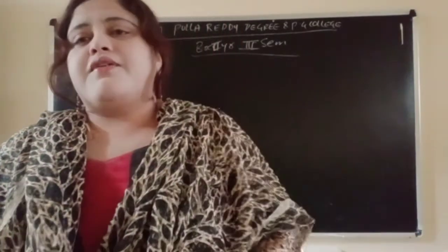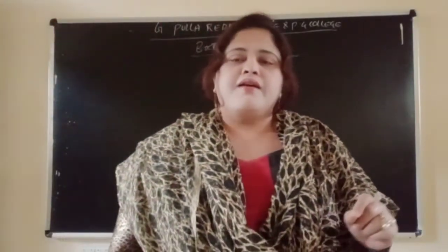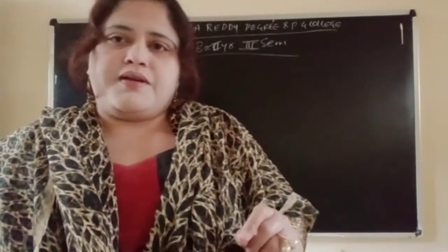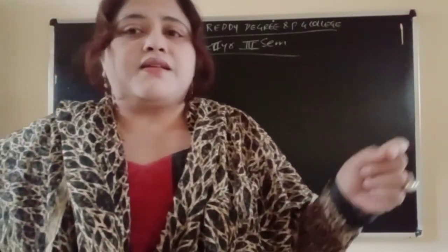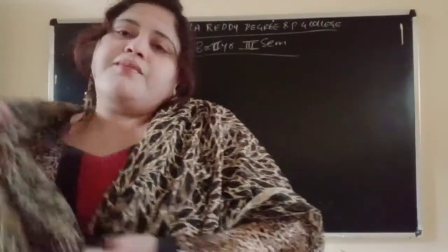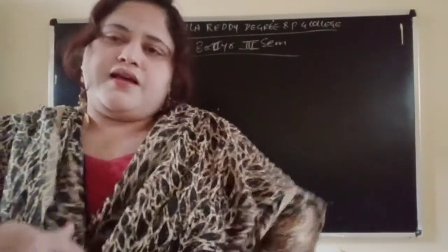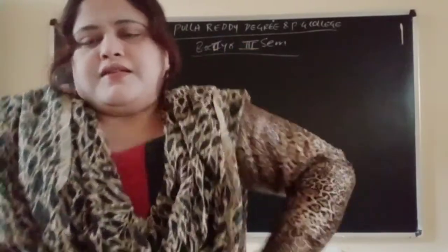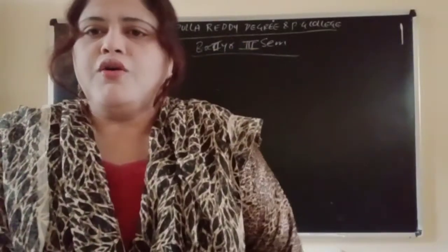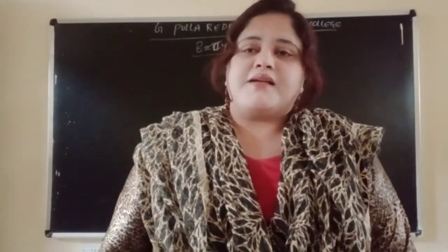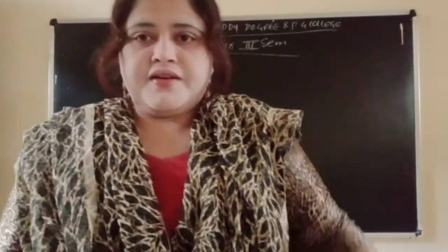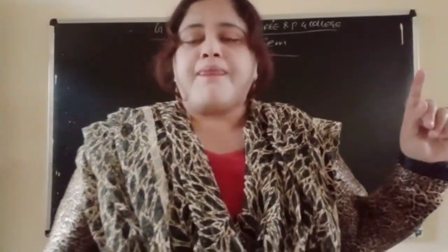Then we went for the RC coupled amplifier. Why are we calling it an RC coupled amplifier? Here in the circuit, the resistor is the load and the capacitor is a coupling element. From the load resistance we take the output, and the capacitor is a coupling element which will couple the first stage with the second stage of the amplifier.